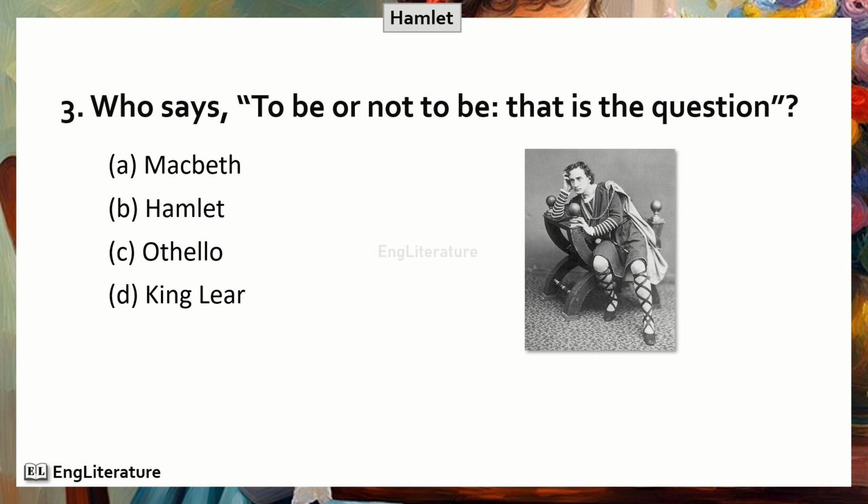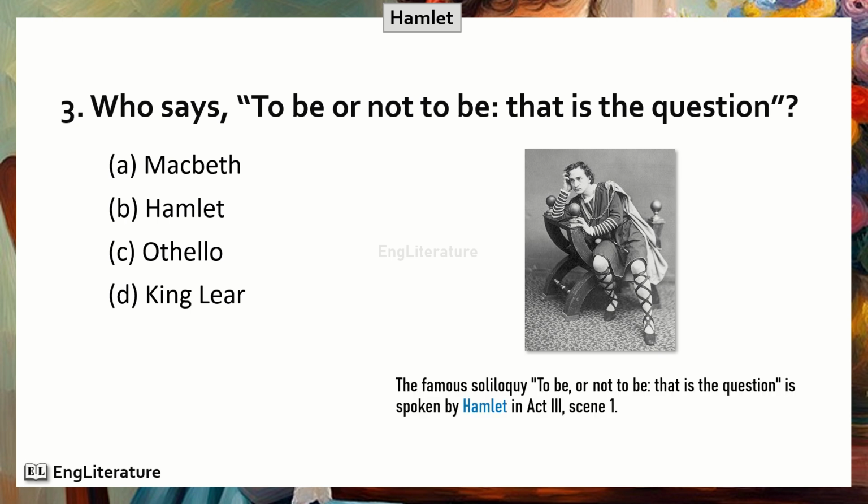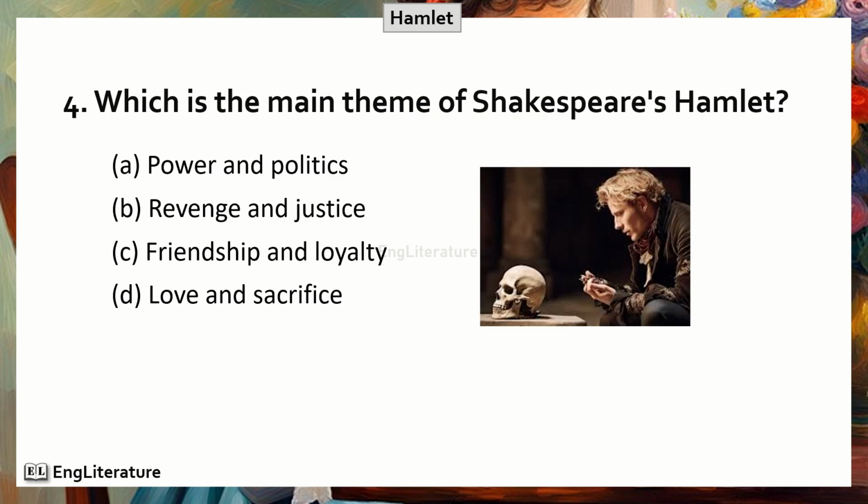Who says to be or not to be? That is the question. The famous soliloquy to be or not to be, that is the question, is spoken by Hamlet in Act 3, Scene 1. So the correct option is number B. To be or not to be, that is the question, is spoken by Hamlet.